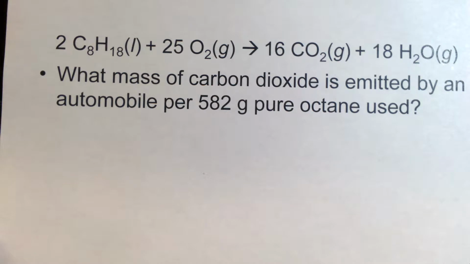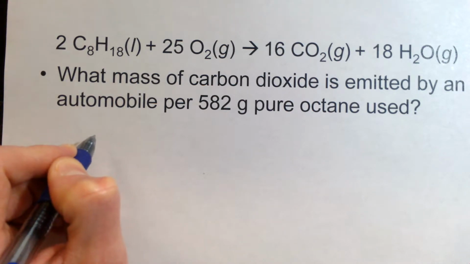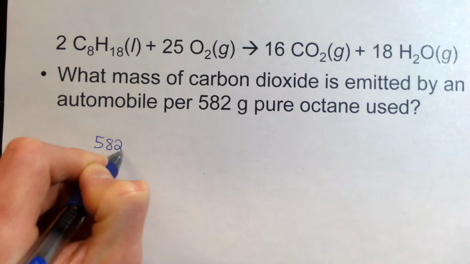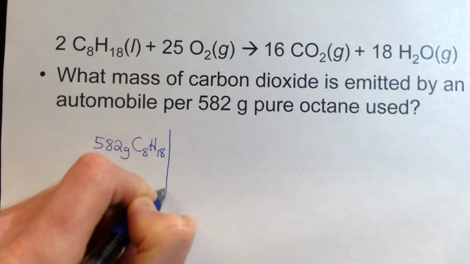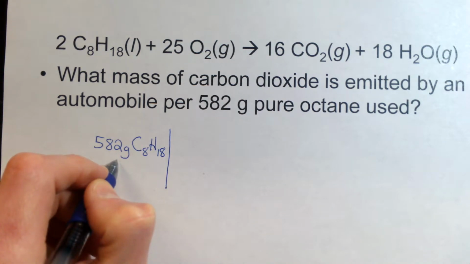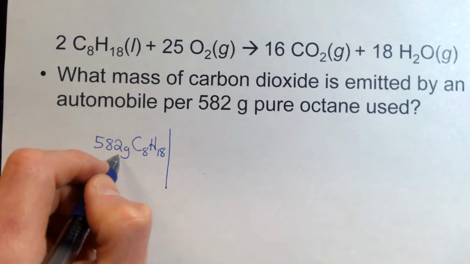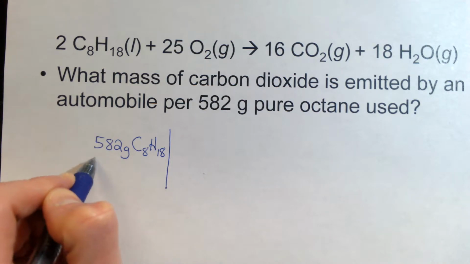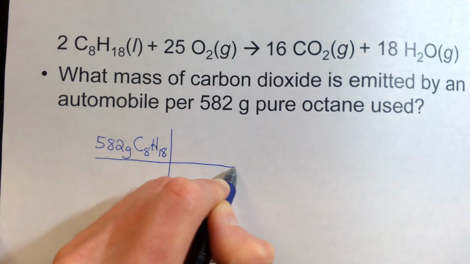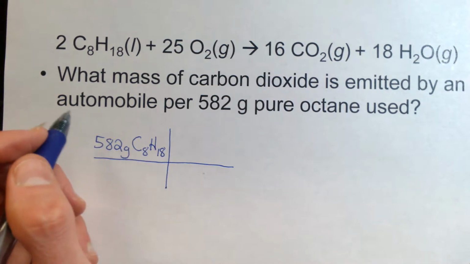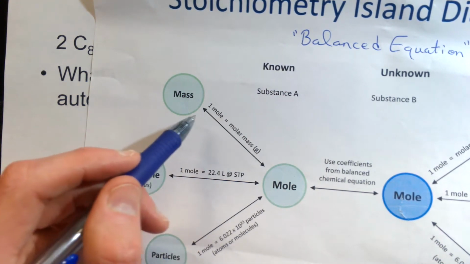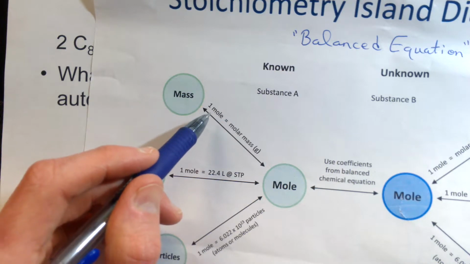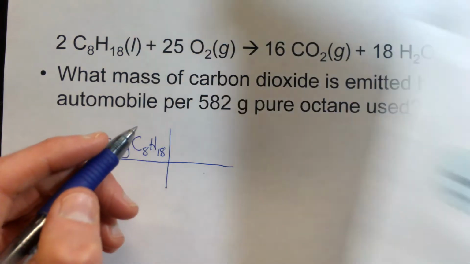Okay, we have 582 grams of octane, and we are going to determine how many grams of carbon dioxide is produced. So let's set up a conversion factor and do some dimensional analysis. The first thing we want to do is change our grams to moles, and our conversion factor is going to be 1 mole of the octane is equal to its molar mass.